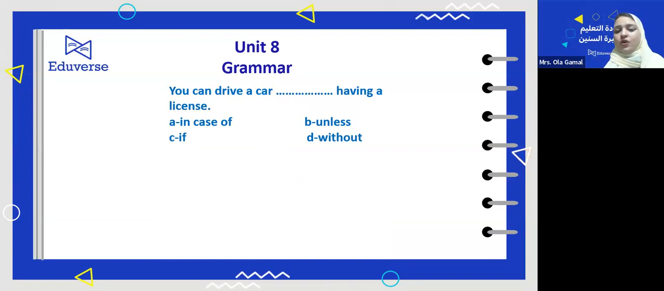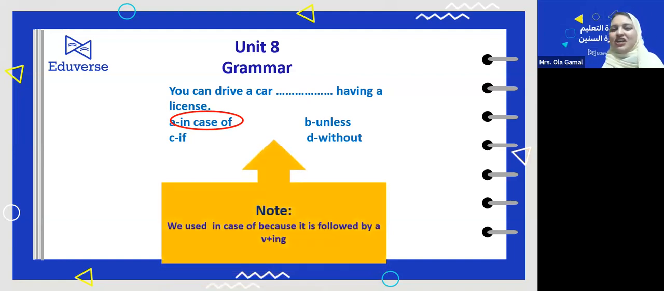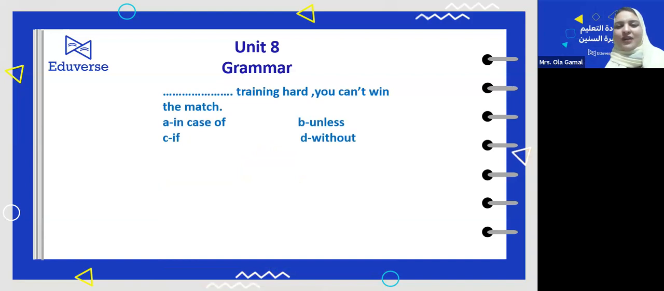You can't drive a car having a license. Here, the good students, the ones who were concentrating with me in the previous question, are going to answer this. Let's see. Yes, excellent. It's going to be in case of. Why? Because here we have a gerund, or a verb plus ing. Excellent to the one who answered right. Super excellent.